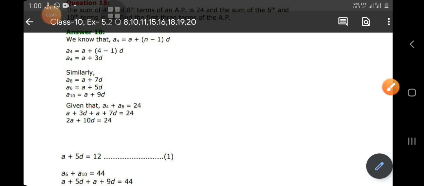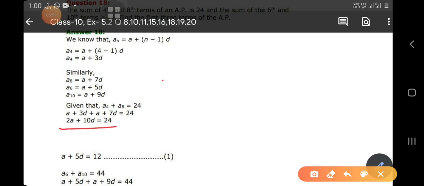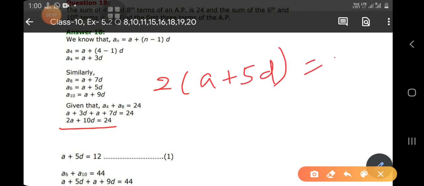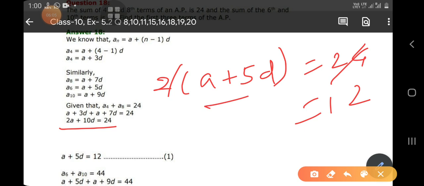Now we reduce this equation like this. In this equation, take 2 as a common, then we get a plus 5d is equal to 24 divided by 2, then you get 12. So a plus 5d is equal to 12. I have written here, that is equation number 1.